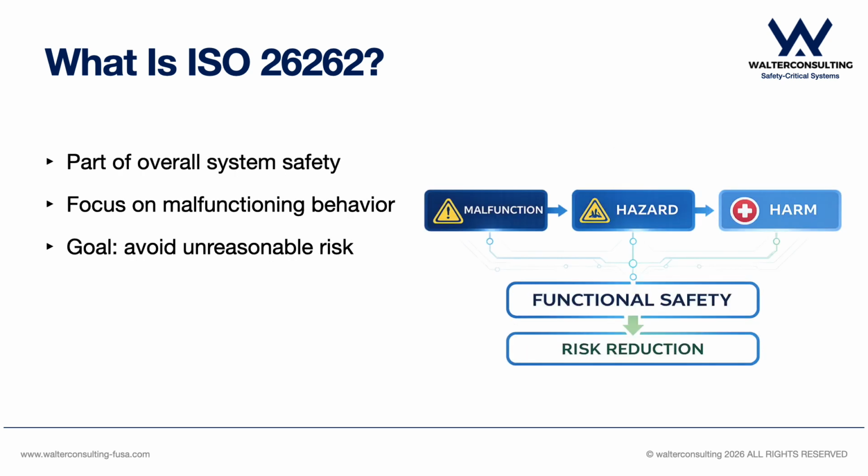Functional safety is a specific part of overall system safety. It focuses on hazards that arise when systems do not behave as intended. In other words, we are not looking at normal operation. We are looking at failures. For example, imagine a braking system that suddenly activates without driver input. This is a malfunction. If that malfunction creates a hazardous situation, engineers must ensure that the system either prevents the failure or controls its consequences. Functional safety is therefore about identifying possible failures, analyzing the risks they create, and defining measures that reduce those risks.